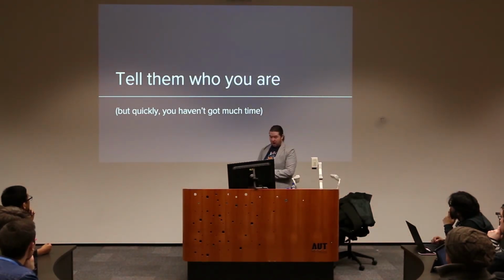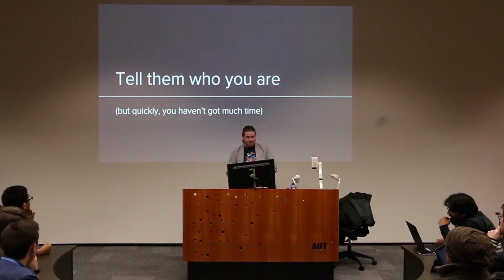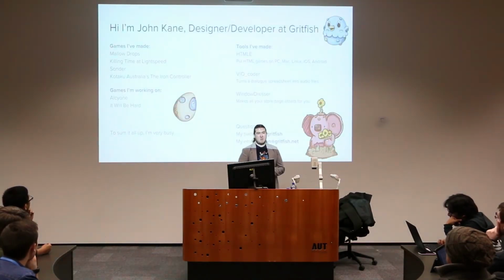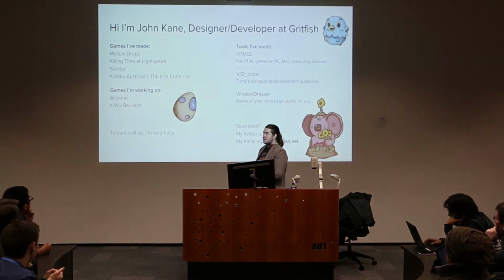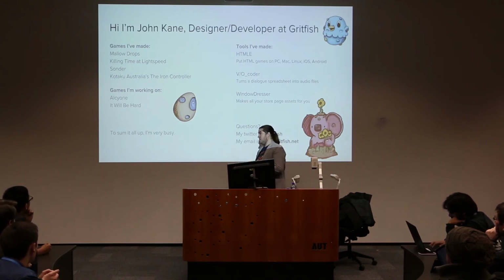I should probably explain who I am, because I find it easy to talk about myself when I get going. So I'm John Kane. I've made games, I've made websites, I'm a web programmer by day, I make games in my spare time. I've released games on Steam, iOS. I'm currently working on an interactive comic and a narrative adventure game.